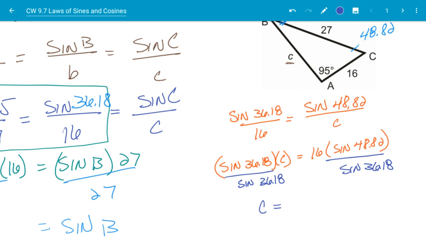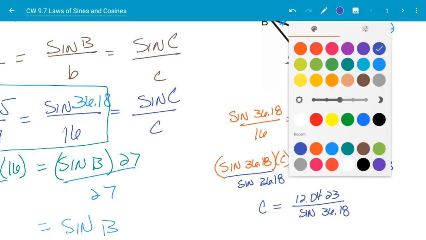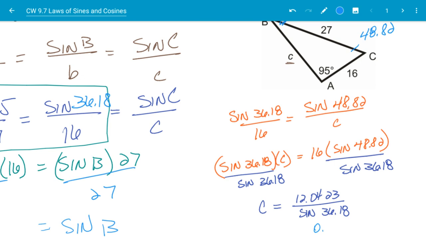So if I say 48.82, and I take the sine of that, which is 0.7526, multiply that by 16, that gives me 12.0423. I'm going to go out to 4 decimal places, and I have to take that number and divide it by the sine of 36.18. So I need to find sine of 36.18, and that is equal to 0.59032.